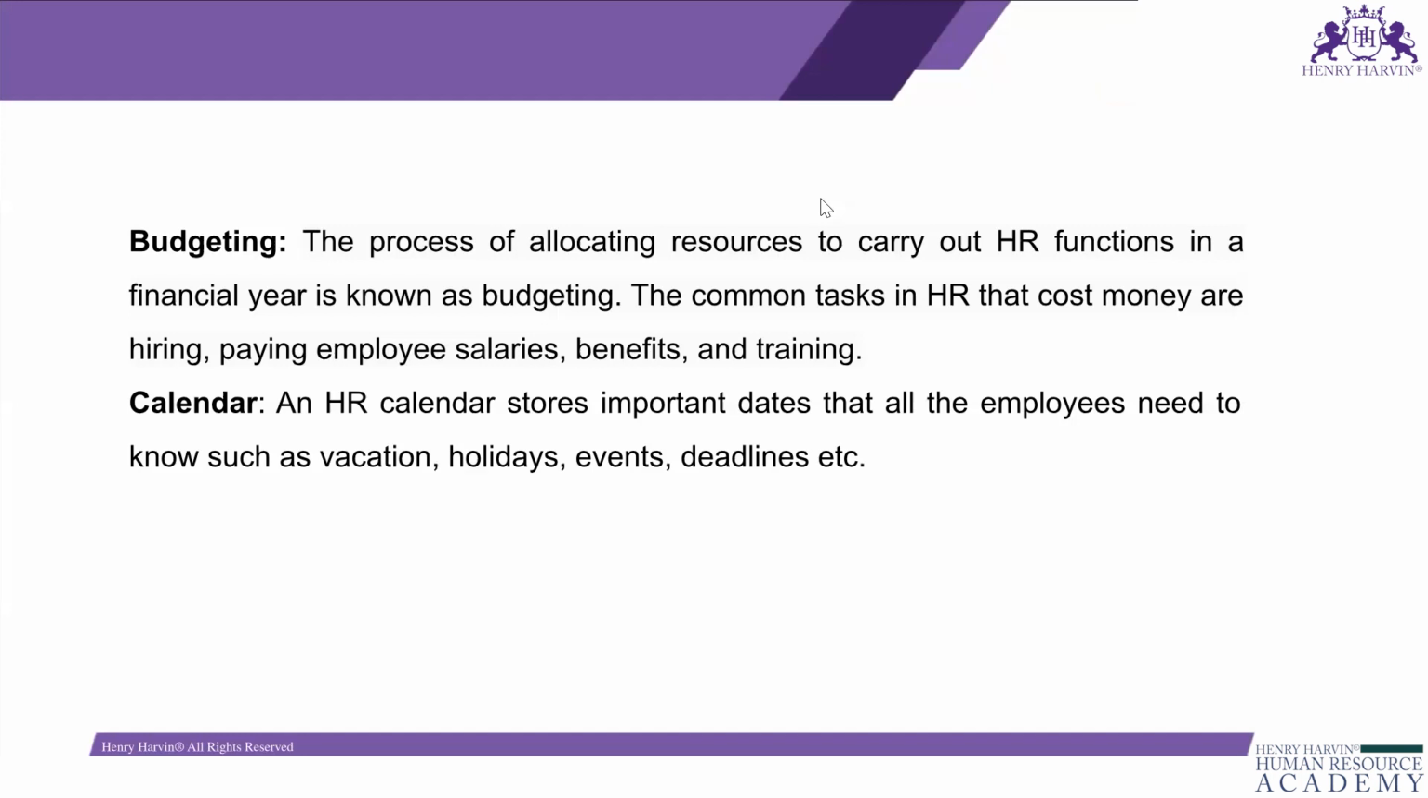Next is calendar. A calendar shows important days that all employees need to know, such as vacation, holidays, events, deadlines, etc. So calendar means all the important dates, that is vacation date or holiday date, festival date, and every occasion, any deadlines. For example, deadlines means if you are applying for some leave, there is a deadline for that. Within this you have to apply for the leave, or else the salary will be processed with a loss of pay. So that is the deadline.